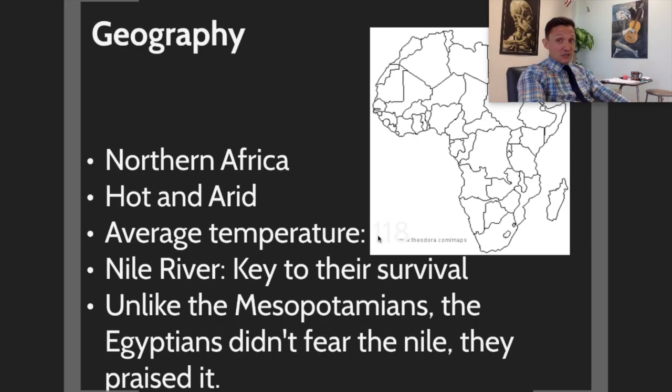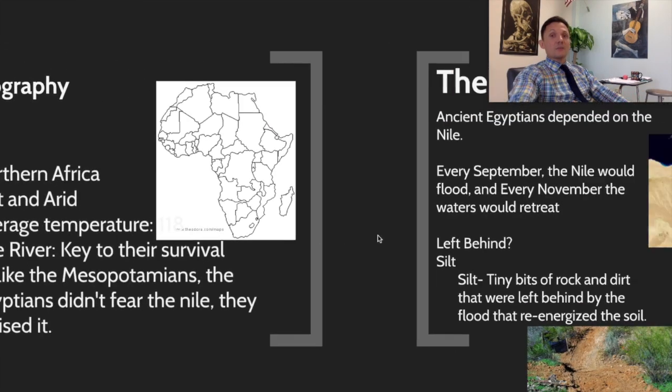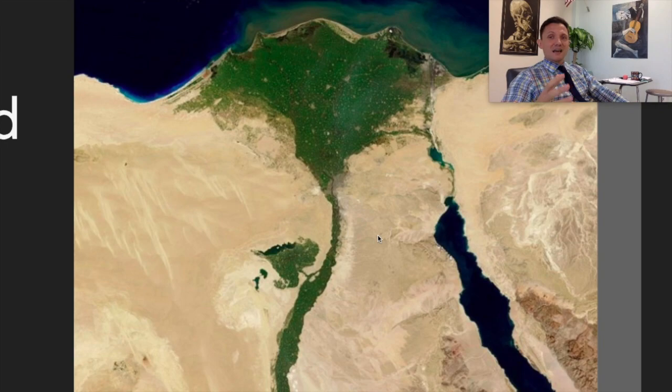Whereas Egyptians were not like the Mesopotamians. The Mesopotamians feared their river, thought that it was there and that if it wasn't appeased, it would destroy them, right? The Egyptians did not look at it that way. They praised the Nile. They saw it as the life source. Look at that beautiful green, right? Look at the delta area right here. Alexandria located right here. Cairo, Egypt located around there.